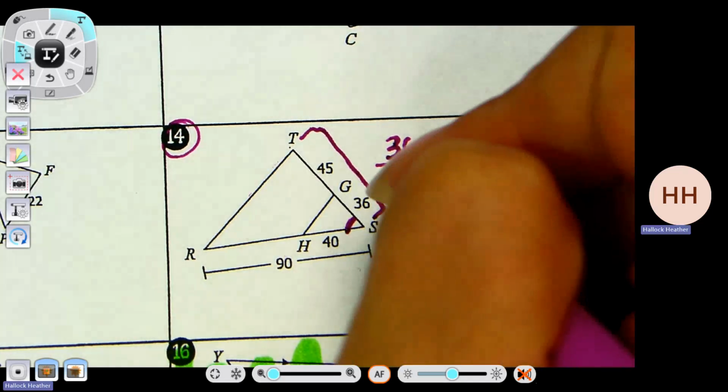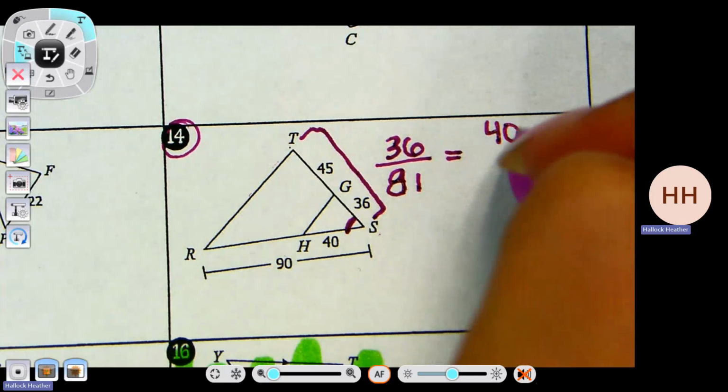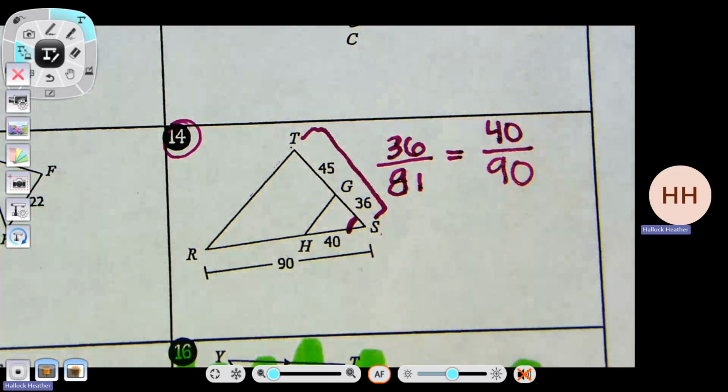Is it 81? 81. Okay, my bad. And then on the other side, you have 40 divided by what? 90. Okay. So we're not cross multiplying because we're not solving for X or Y. We are just dividing. If they're the same, it's similar. If it's not the same, we say not similar. That's it.